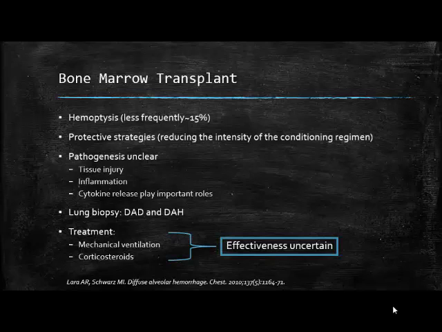Hemoptysis occurs in around 15% of the cases, and the protective strategy to help prevent this entity is the reduction in the intensity of the conditioning regimen. Why it happens is unclear. It could be secondary to tissue injury, underlying inflammation, and cytokine release may have a role there. On biopsy, what you see is DAD, diffuse alveolar damage, or you could see pulmonary capillaritis. Treatment is supportive with mechanical ventilation as well as steroids, but there's questionable effectiveness there too.